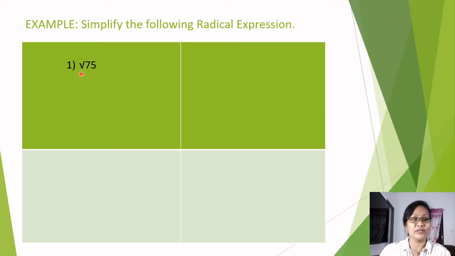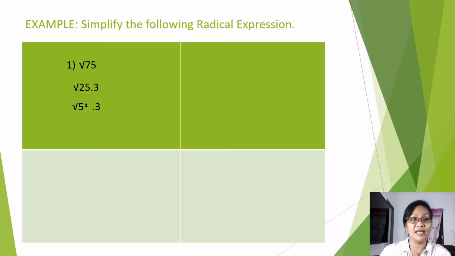Number 1, square root of 75. First, we need to find the factor of the radicand such that one of the two factors is a perfect number. So we have square root of 25 times 3. And 25 can be written in exponential form, so we have now square root of 5 squared times 3.